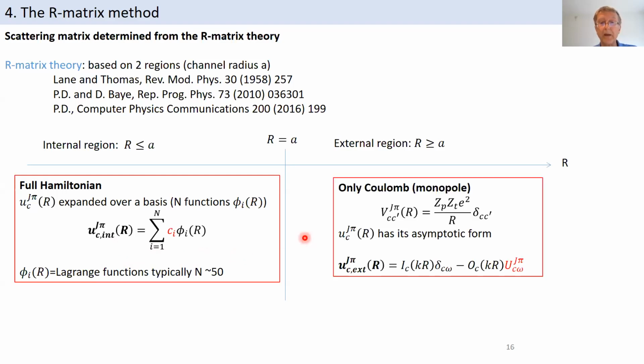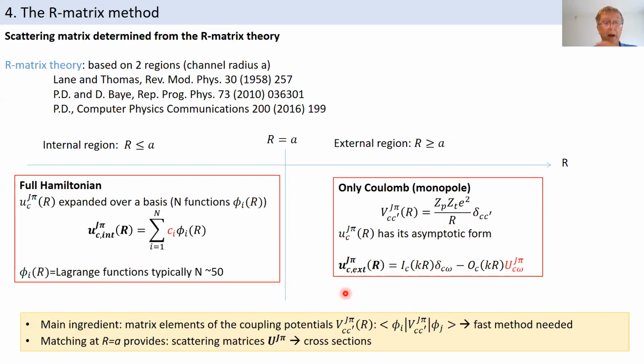And in the external region, you have to choose the channel radius large enough to make sure that there is only the monopole part of the Coulomb interaction, so the standard one here. And then the external form of the wave function is this linear combination of Coulomb functions. So I skip the technical details.